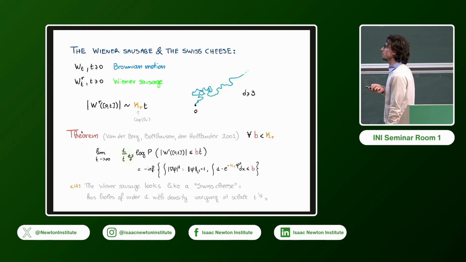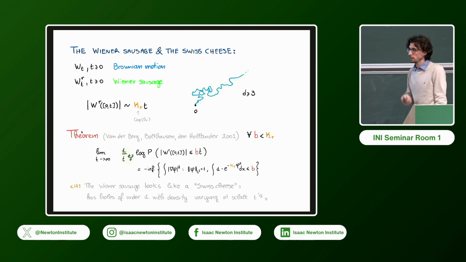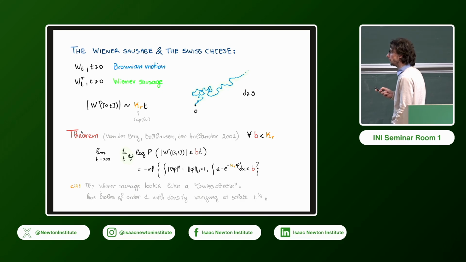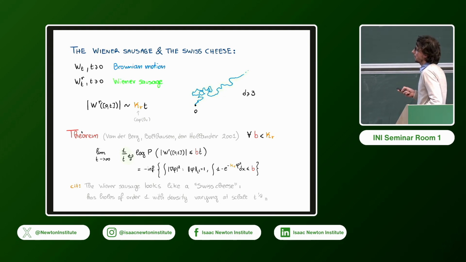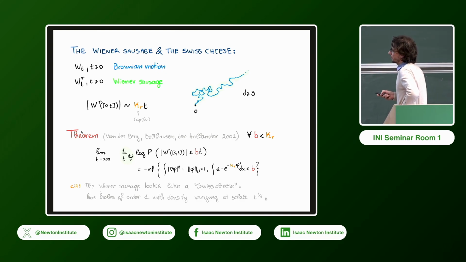I just wanted to mention that this has some connections with the Wiener sausage and the Swiss cheese picture by van den Berg, Bolthausen, and den Hollander. In that picture, you had a Brownian motion, and you look at the Wiener sausage associated to it, the R-neighborhood of the Brownian motion trajectory. You have a law of large numbers that tells you that the size of the Wiener sausage divided by t converges to the capacity of the ball of radius R. And then they were not looking at excess deviations, but defect deviations, but what they get is a very similar behavior.